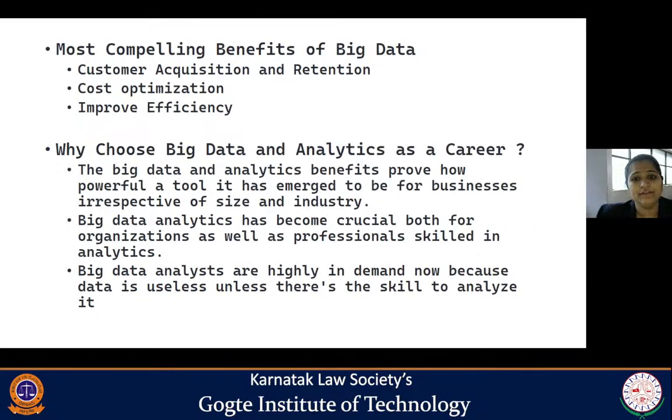Next, what are the benefits of big data? The most important benefit is cost optimization. Here you can store a large amount of data at very low cost, and it increases efficiency as well. Then why do we need to choose big data and analytics as a career? Because it is a very fast growing technology. If you know big data and how to analyze it, you can excel in this.